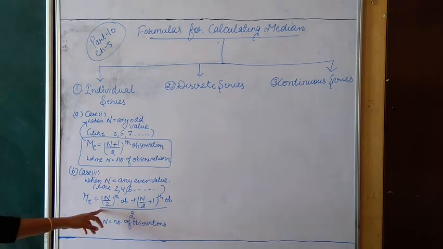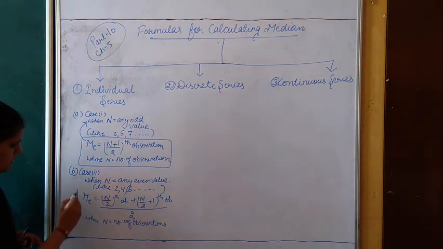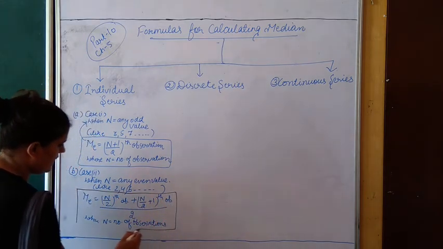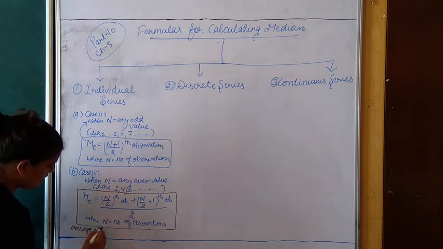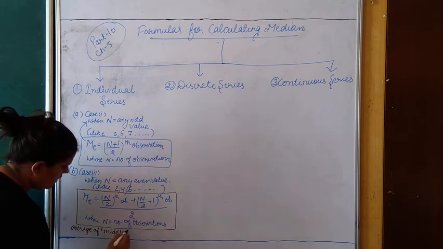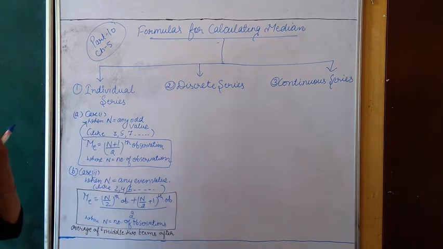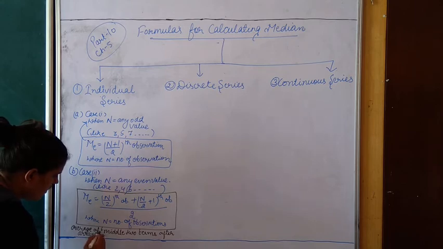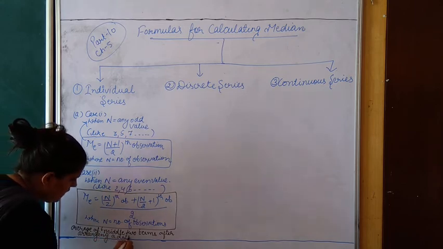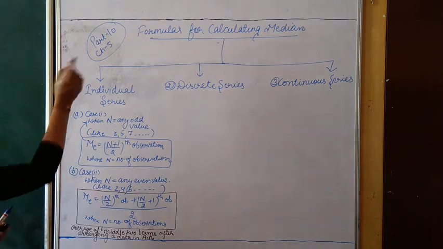Now this complete formula can also be called the average of the middle two terms after arranging the data into AO. AO means ascending order. Clear?